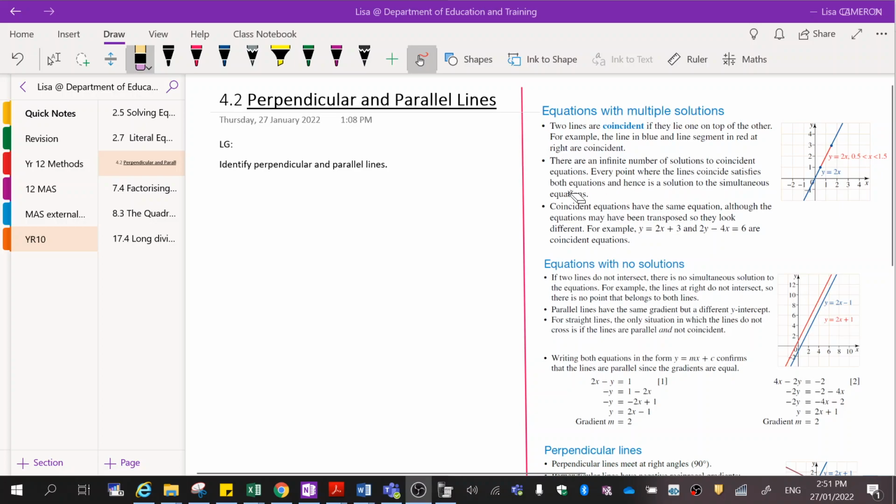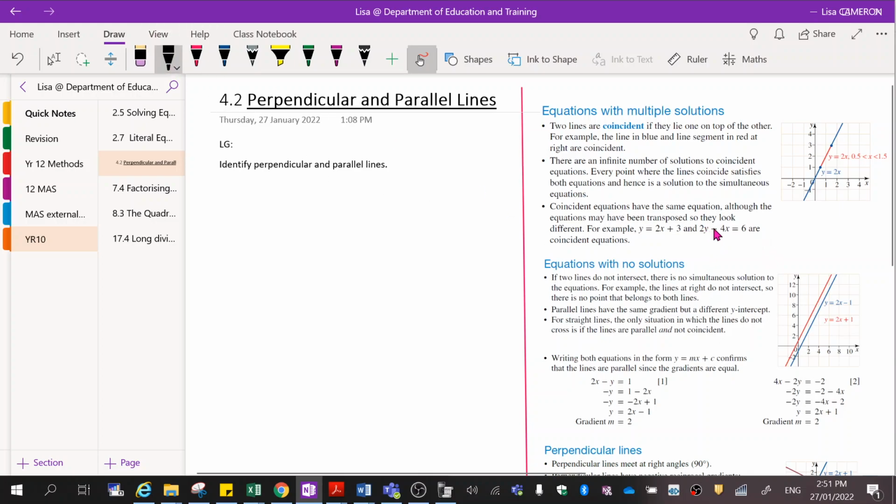So we want to be talking about things that have multiple solutions, meaning that it's really the same equation. Here you can see that we've got that red line lying directly on top of the blue line. So when we see something like that, we're saying that it has multiple or infinitely many solutions because it's always touching. Essentially, the two things are the same line. If you look at these examples here, we've got y equals 2x plus 3 and 2y minus 4x equals 6. They are essentially the same thing.